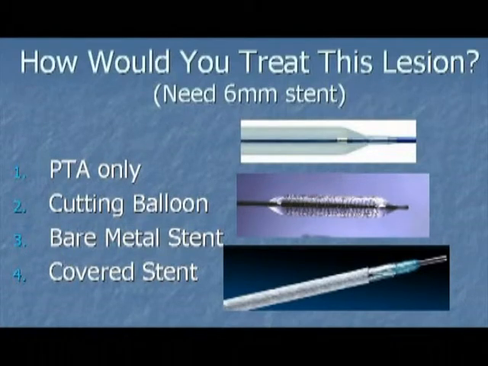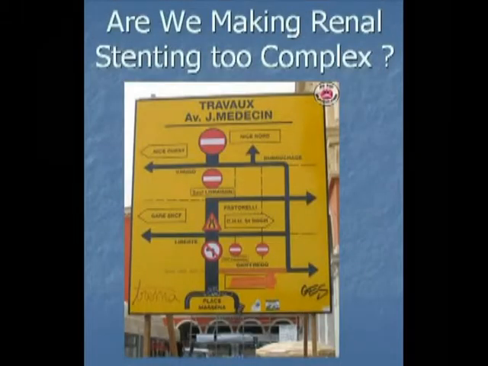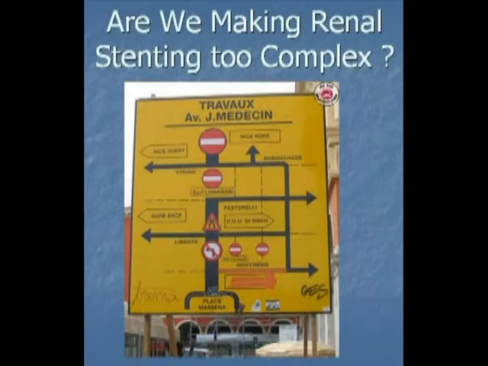You can perform angioplasty alone. You can consider bare metal stenting, or you can think of using a covered stent in order to treat this proximal area. And so you may have to ask yourself, are we making this renal stenting too complex, like this road here in Nice with all this confusing traffic signs? Just go ahead and stent it and be done with it. And so that's pretty much what we decided to do.